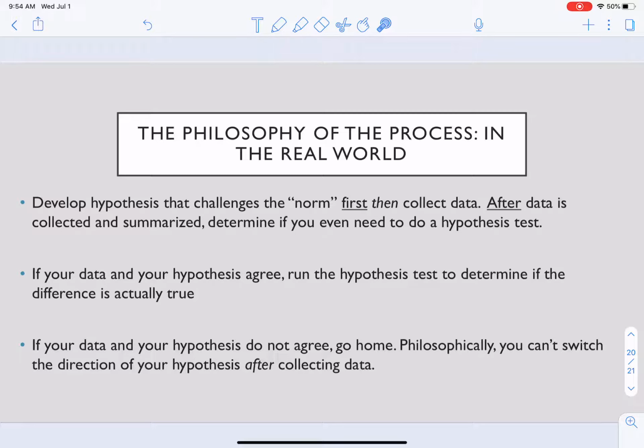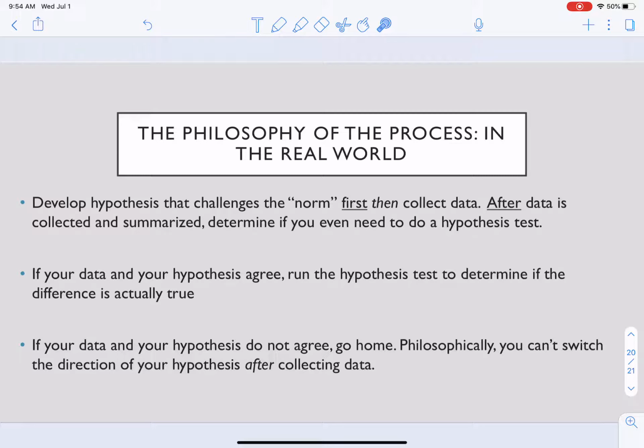That makes me think that something is up, right? So then I go collect data. After the data is collected and summarized in whatever way, that's when you figure out: do I even need to do any of this? Do I need to do any of this?